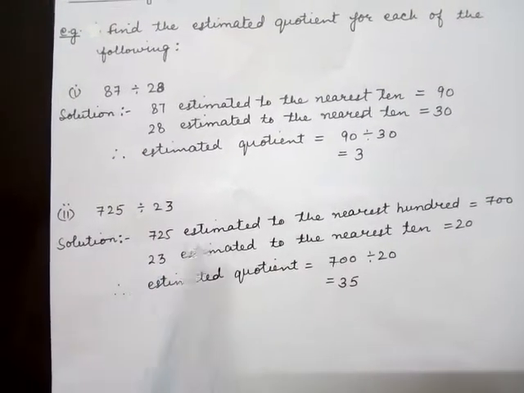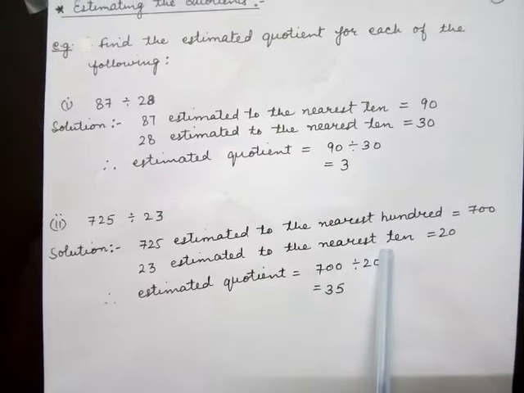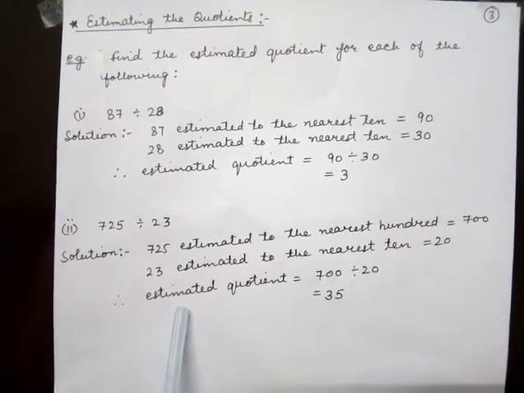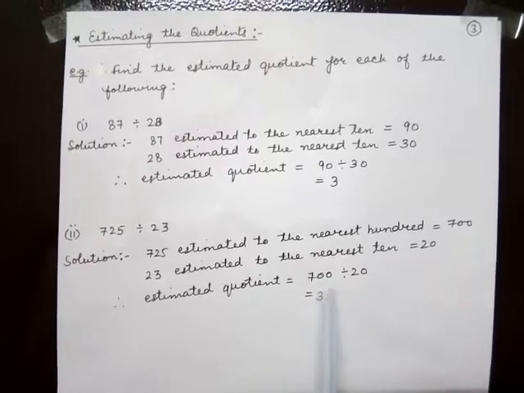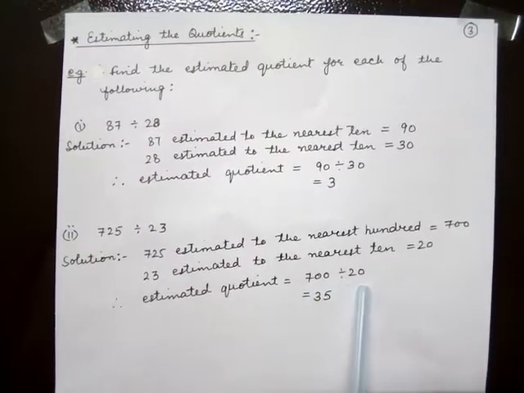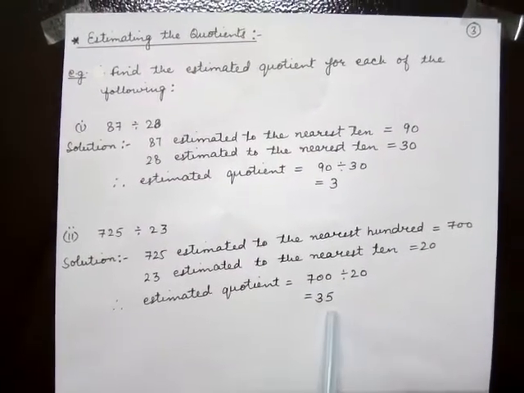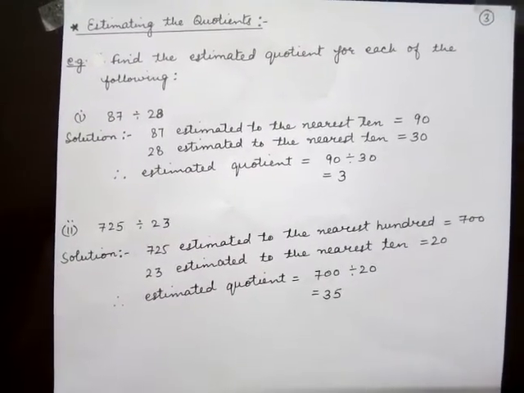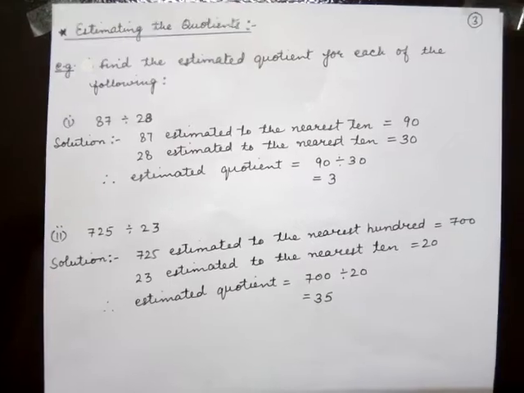And this 23 estimated to the nearest 10 is equal to 20. So therefore the estimated quotient equals 700 divided by 20, which is equal to 35. So students, I hope you all will understand this. Thank you.